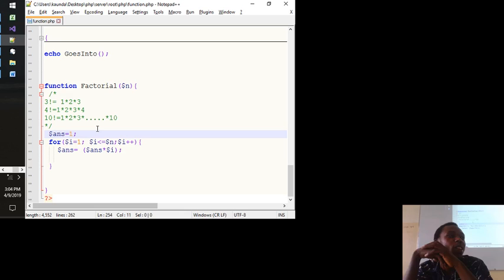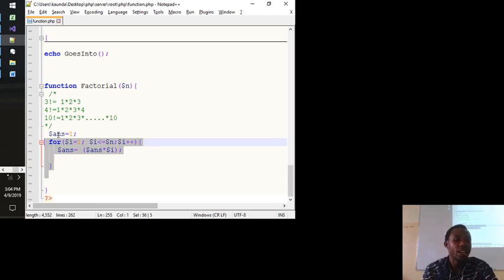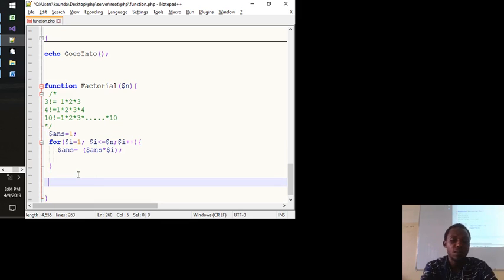Finding factorial of a number. This is all you need. 1, 2, 3 lines. Are we clear with it? So once the loop is done, any figure here, that is your factorial. So I'll say return this. That's all.